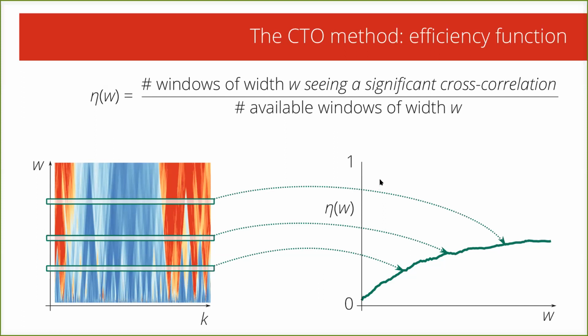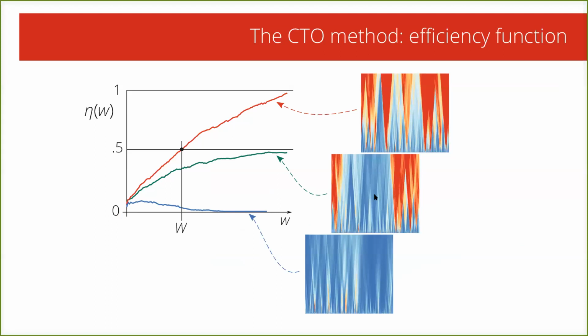Now, different diagrams, as you can see in this slide, produce different efficiency functions. Some of them are just quite flat, just above 0, because there is basically no cross-correlation for any window width.